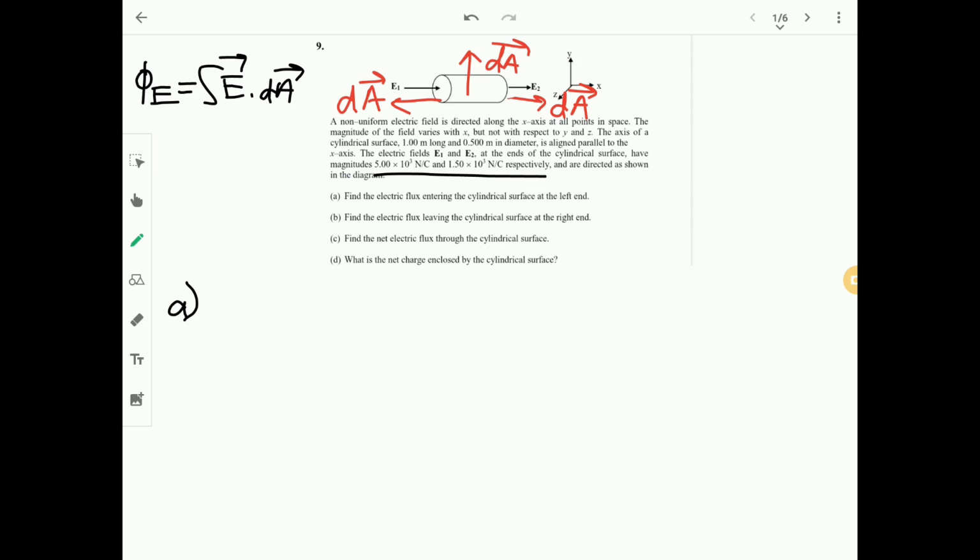Find the electric flux entering the cylindrical surface at the left end. B says leaving at the right end. C is the net electric flux, and D is the net charge enclosed. So I'll give you guys a few seconds. I've given a hint here and we'll check in a few seconds.